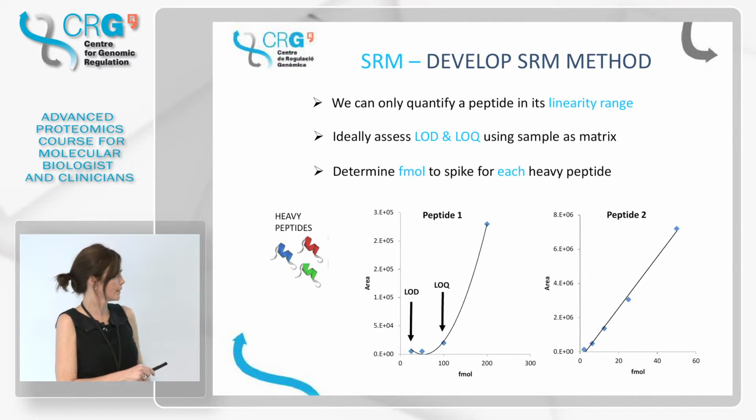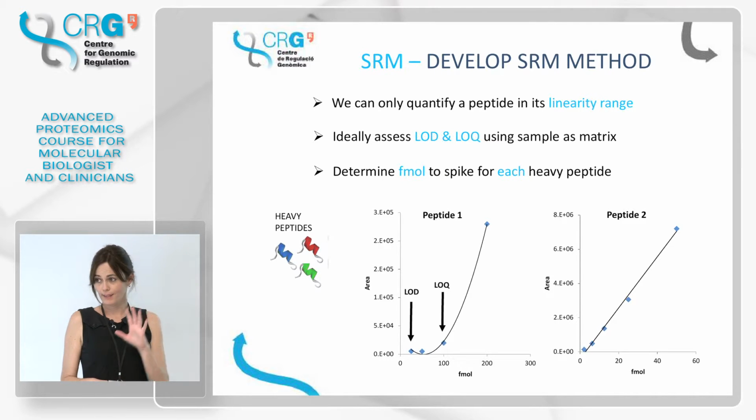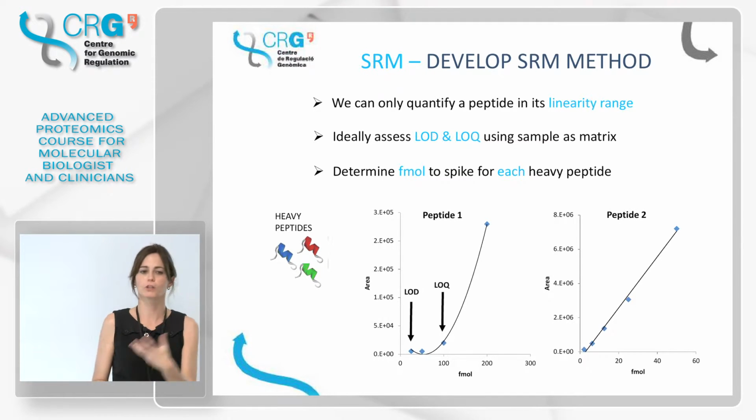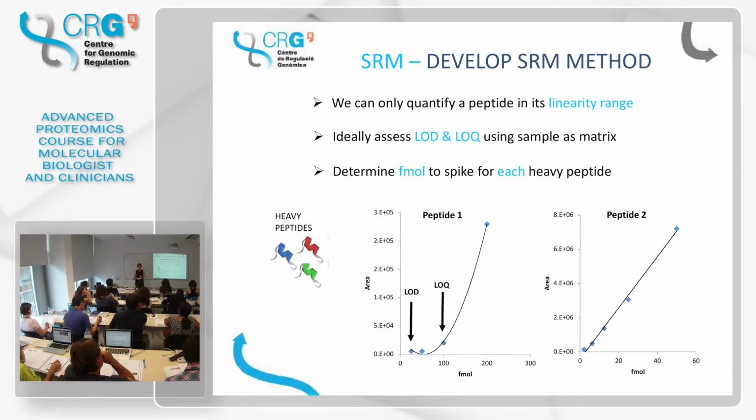So we can only quantify peptide in its linearity range. We need to determine the limit of detection, limit of quantification. Ideally, this is done with our heavy peptide, but not by itself, in a matrix that is the same, if possible, and if not, similar to our sample. Because this response can change due to the matrix.